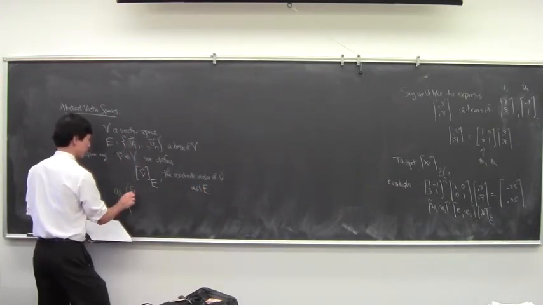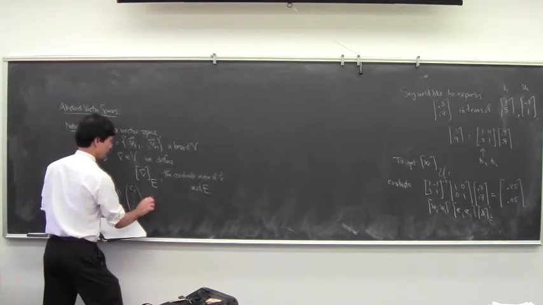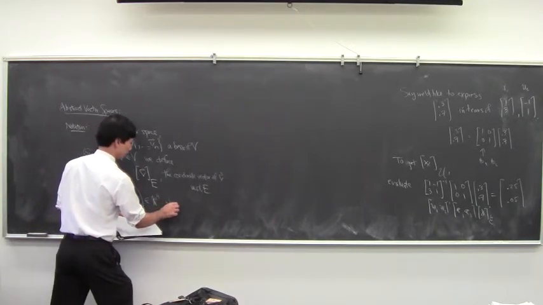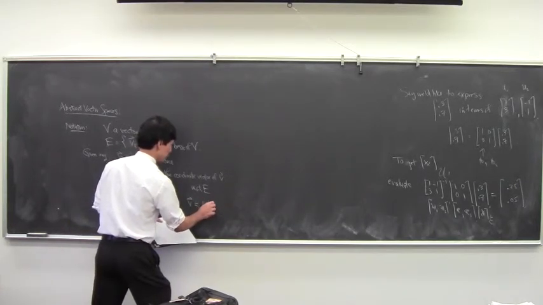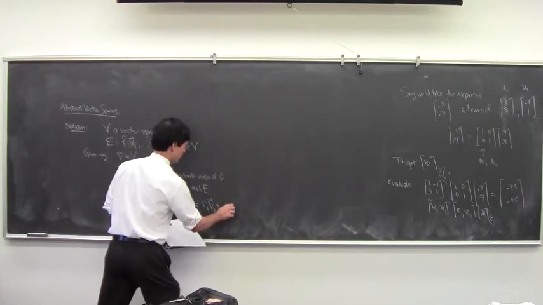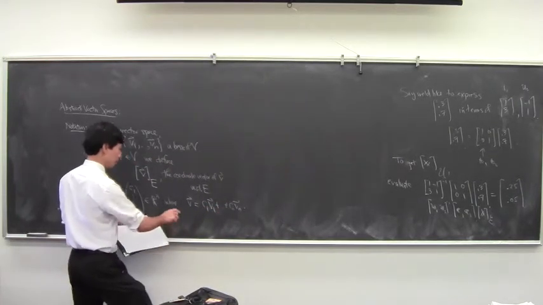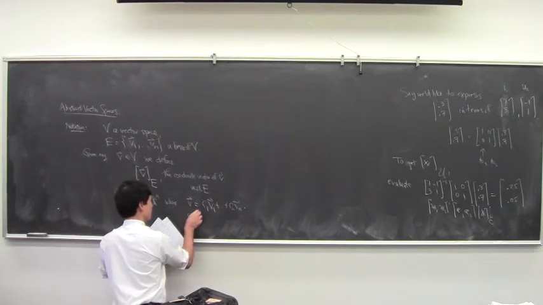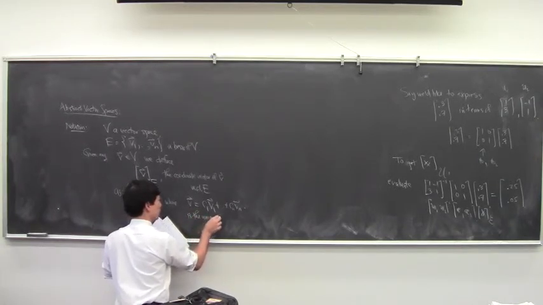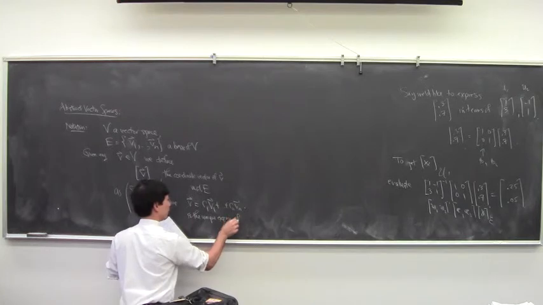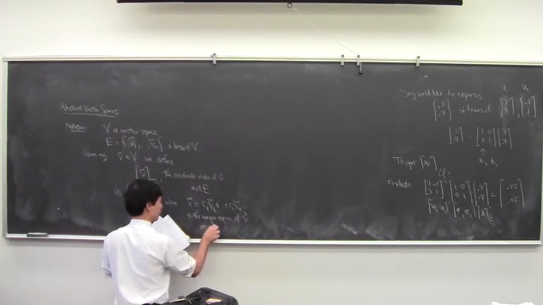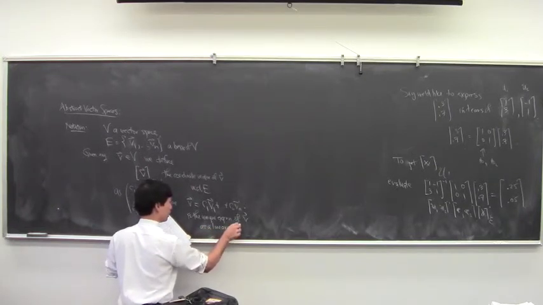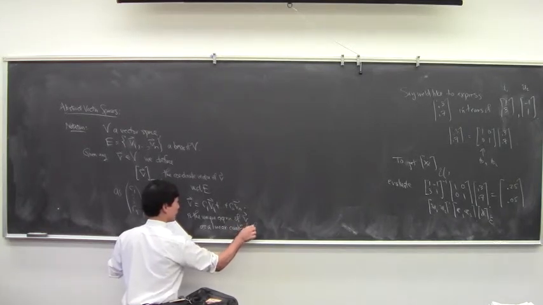as (c1, ..., cn) in Rn, where v is c1 v1 plus ... plus cn vn, where this is the unique expression of v as a linear combination of the vi.